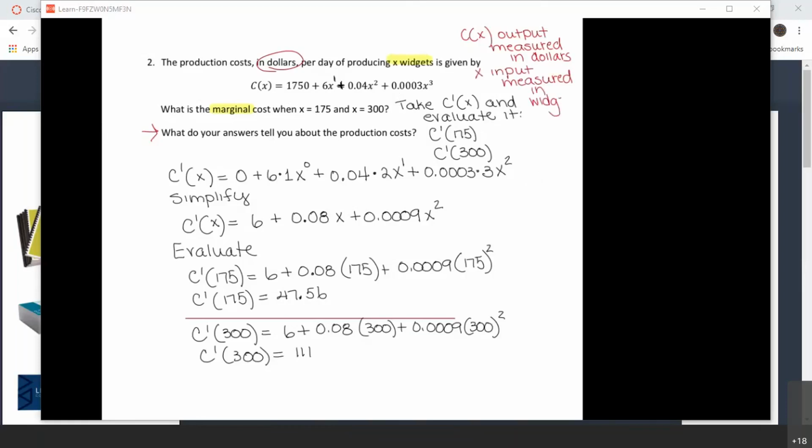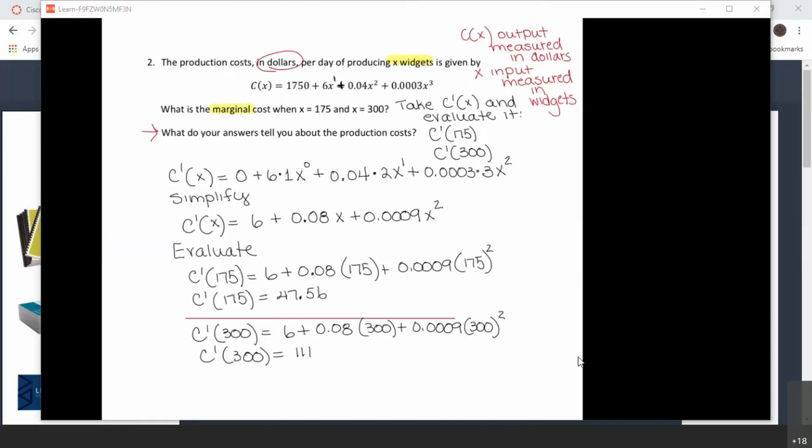Believe it or not, don't worry about it. This is something that isn't typically stressed because application problems aren't typically stressed. But let's be honest, that's what you're going to do with this stuff. We can leverage a lot of the calculations onto computers and things, but you have to be able to interpret it. So again, don't worry about it. It's that it hasn't been stressed. That's why it's strange. So my input is X, and X is measured in widgets. Everybody good with that? Output, C of X, is measured in dollars, and X input measured in widgets.